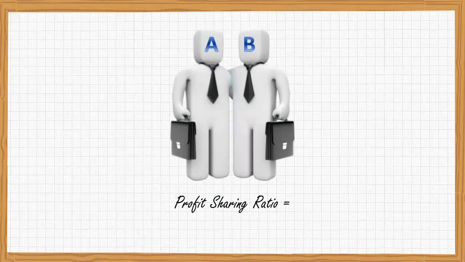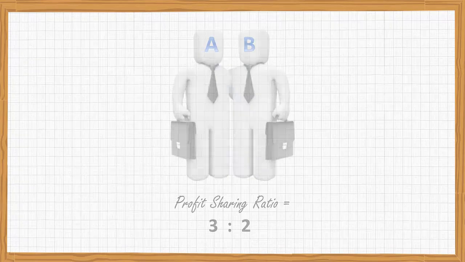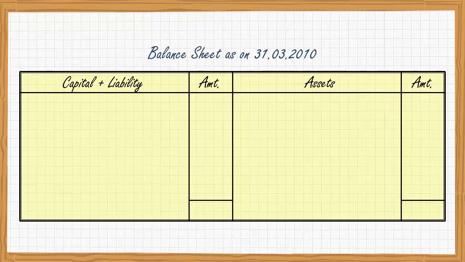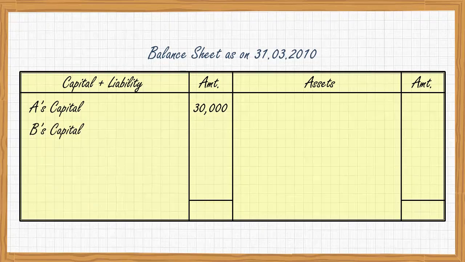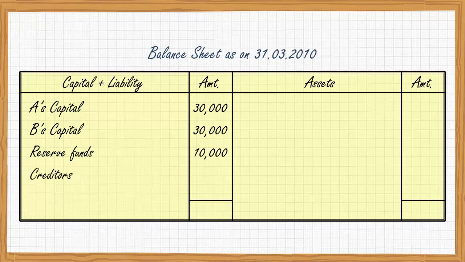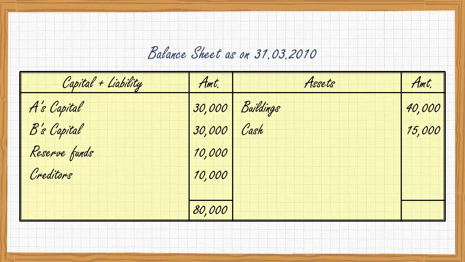Suppose there are two partners, A and B, and they were sharing their profits and losses in the ratio of 3:2. And this was the balance sheet as on 31st March 2010. On liability side, A's capital 30,000 rupees, B's capital 30,000 rupees, reserve fund 10,000 rupees, creditors 10,000 rupees, and the total is 80,000 rupees.